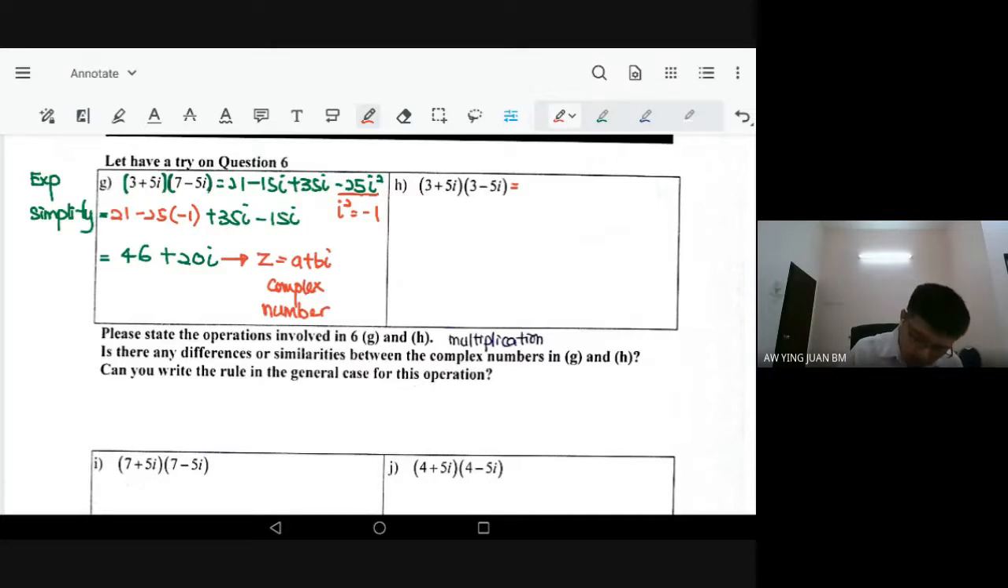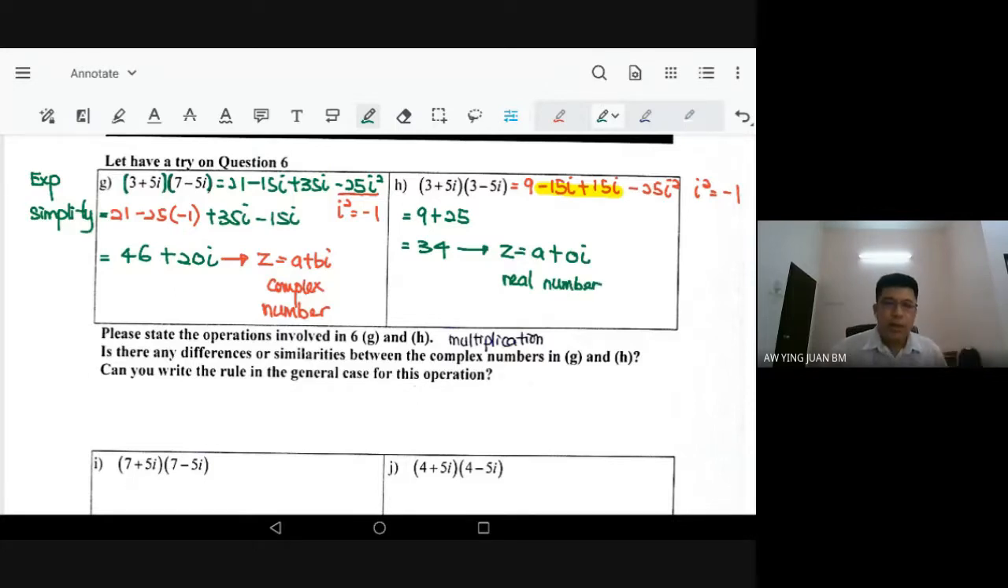Again, expand. So we will have 9 minus 15i plus 15i minus 25i squared. Saya masih sama. Tulis macam biasa, negative 1. Next, we have simplify. So simplify, we have 9 plus with 25. Okay? Then saya nampak ini 0. So, as a conclusion, we have 34. So, this is our product, where we have Z is equals to a plus 0i, which is a real number.